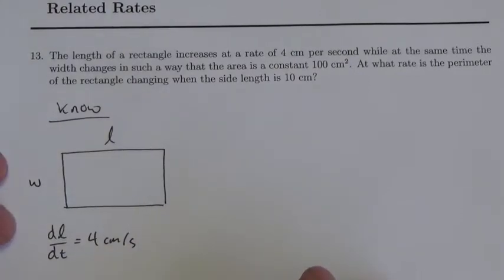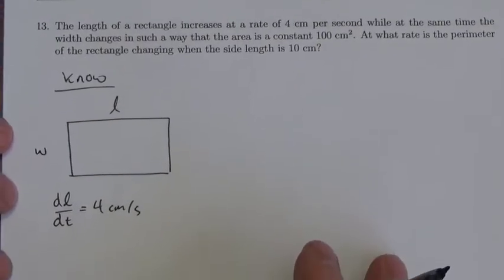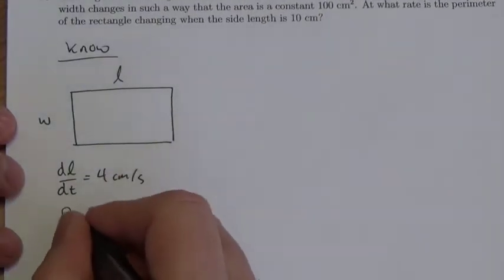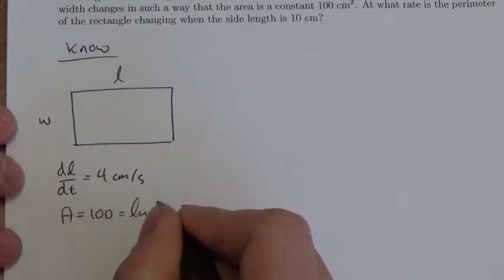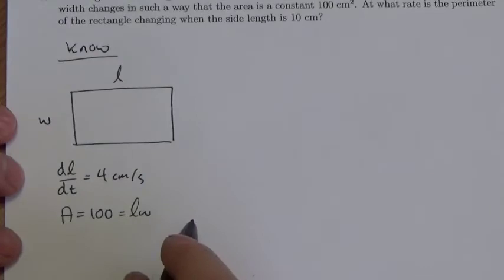The width changes in such a way that the area is a constant 100 centimeters squared. Well, that's interesting. So I know that area is going to be 100. Now that's going to be length times width, and I know that's going to stay as a constant here.